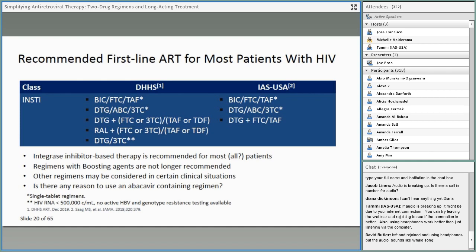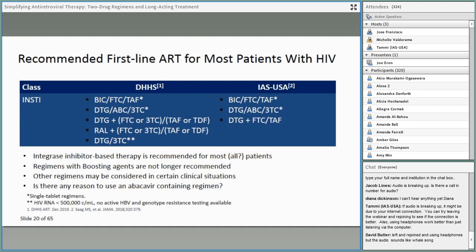And there are a couple of changes recently, and one is that we no longer recommend agents that require boosting as initial therapy. So Bictegravir as a first-line integrase inhibitor is not on the list. And then you can see that Dolutegravir 3TC now has made it onto the DHHS guidelines based on some of the studies I will show you in a little bit. That's two-drug therapy as a preferred regimen.